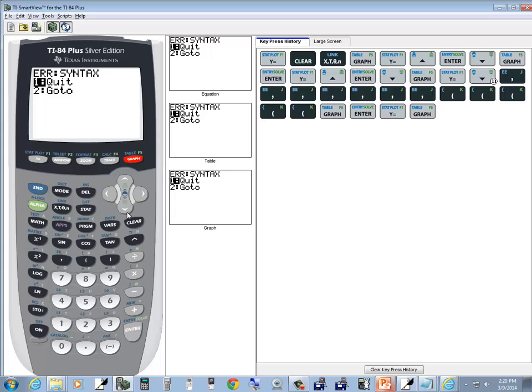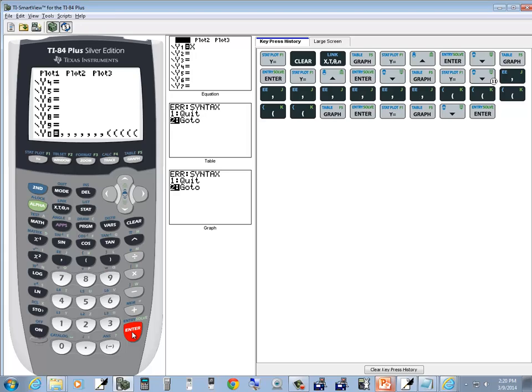What you should always choose is Go To. So I'm down arrowing to Go To, and I'm going to press enter on that. That'll go to where your error is. Eventually. There it goes.